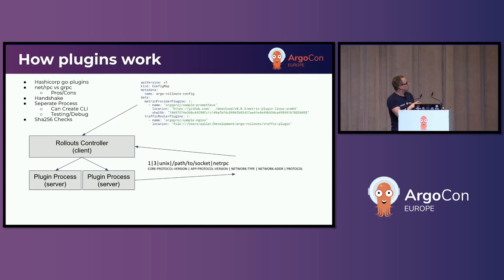The plugin library itself supports gRPC and NetRPC, which is a native Golang RPC framework. I kept it, as a first pass, as a NetRPC service. One of the pros to that is that it allows Golang developers real easy access to creating plugins. You basically have to implement an interface. There's no proto files you have to generate. There's no code generation. It's just a pretty clean, simple process. The downside is that we only support Golang as a plugin language. So there are some trade-offs there.